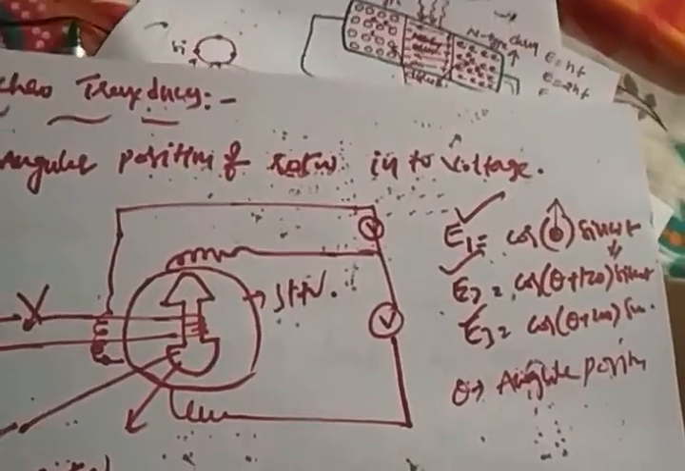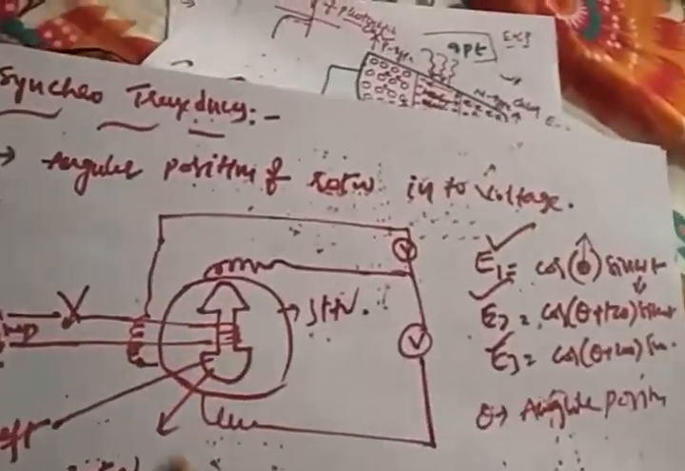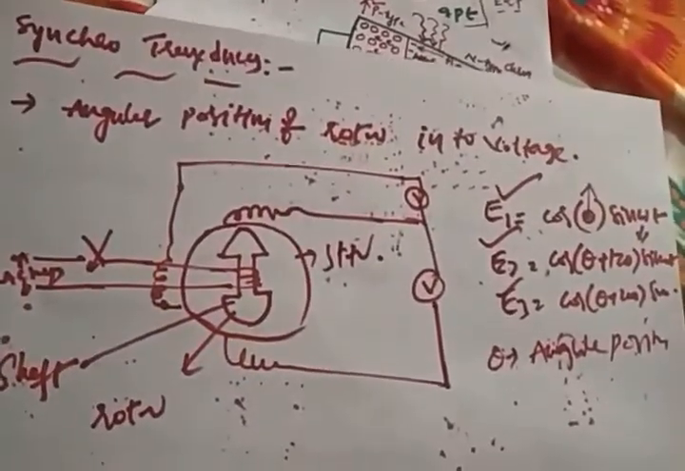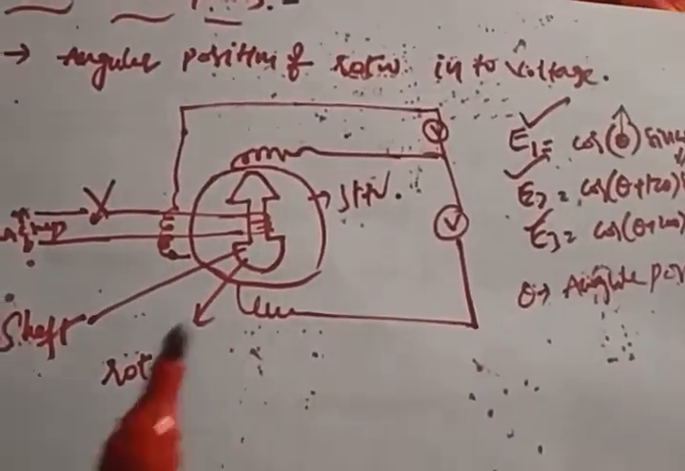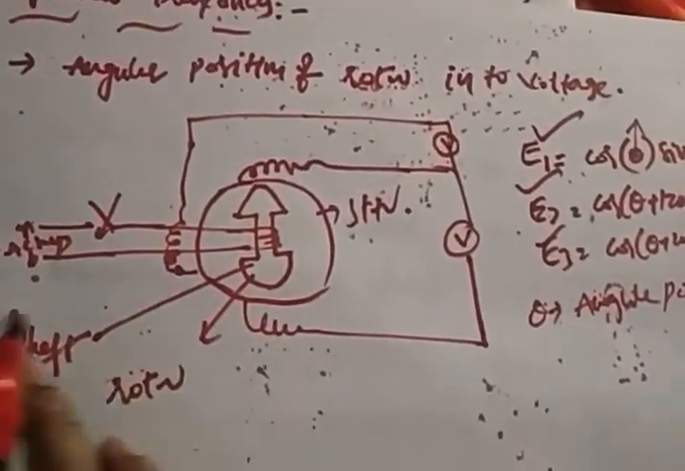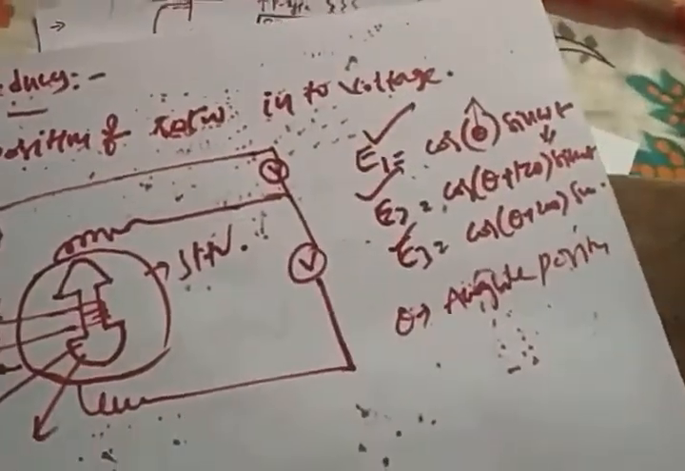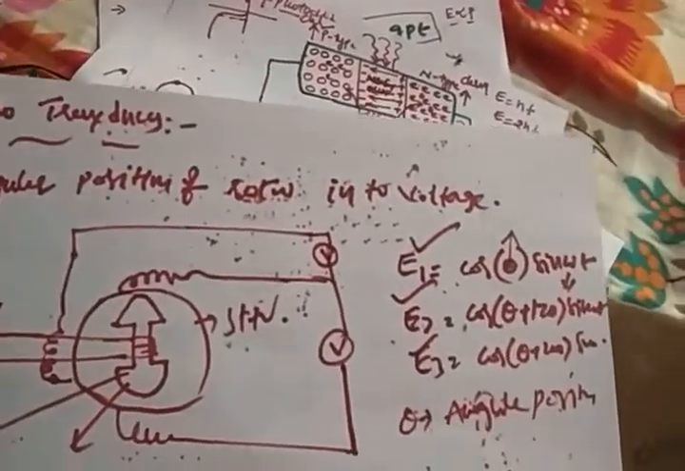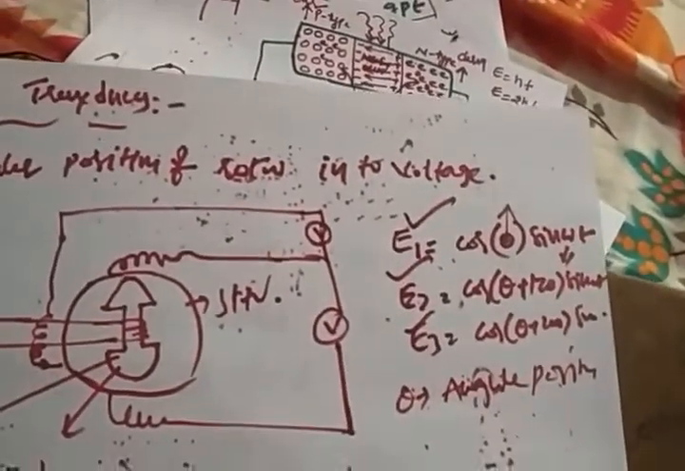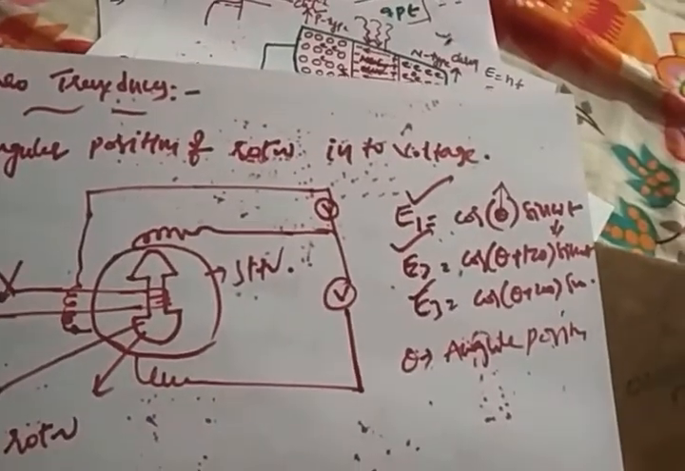I hope it's clear. So this is how the synchro transducer works and how you get the voltage by varying the position of the rotor. This is all about the transducer concept. With this we have successfully completed our second unit related to transducers.